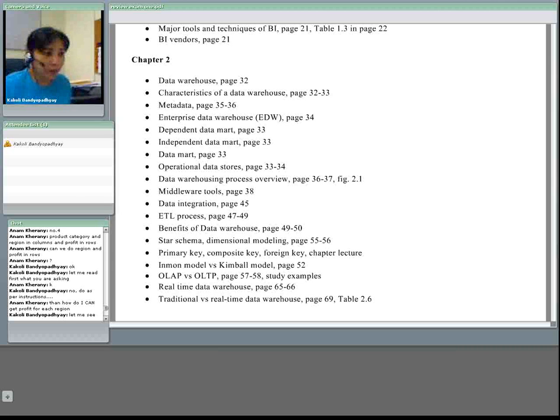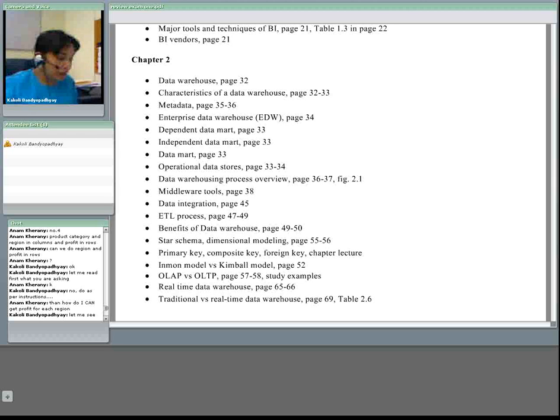You need to know the benefits of a data warehouse, star schema, and dimensional modeling. We have gone over it so many times. You need to know what is dimensional modeling and what is star schema. Okay. Now, dimensional modeling, you have an assignment on that, and the data warehouse design is based on dimensional modeling.